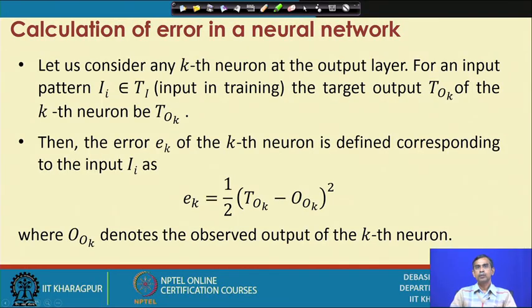Now, we are basically discussing the calculation of del V and del W, that means the changed or updated values of V and W matrix. As I told you, it is based on the error calculation. Now, let us see how the error can be represented. We will consider any neuron, let it be the kth neuron at the output layer.